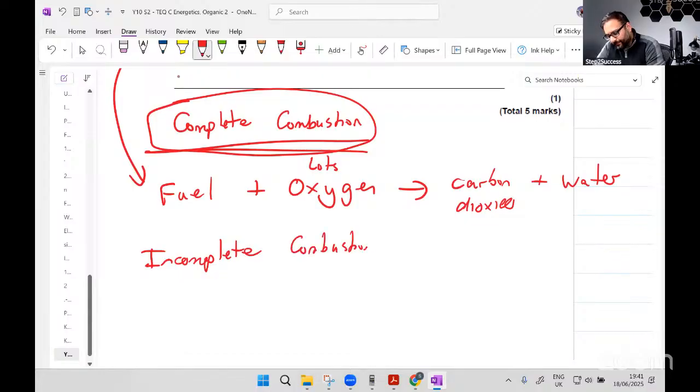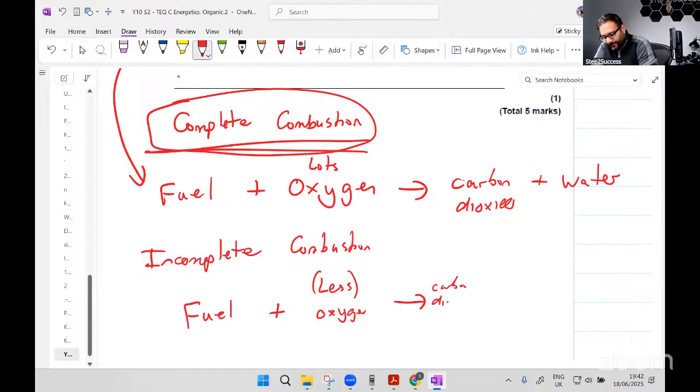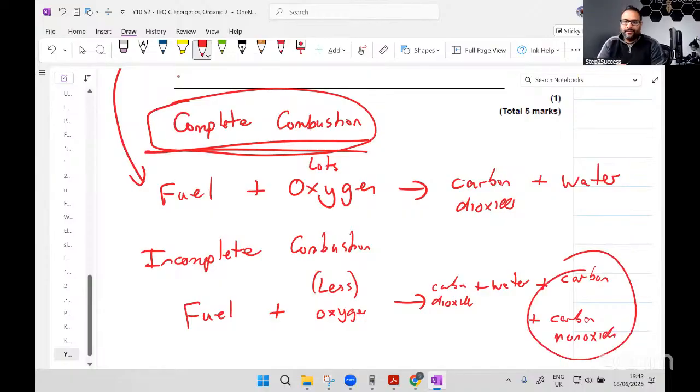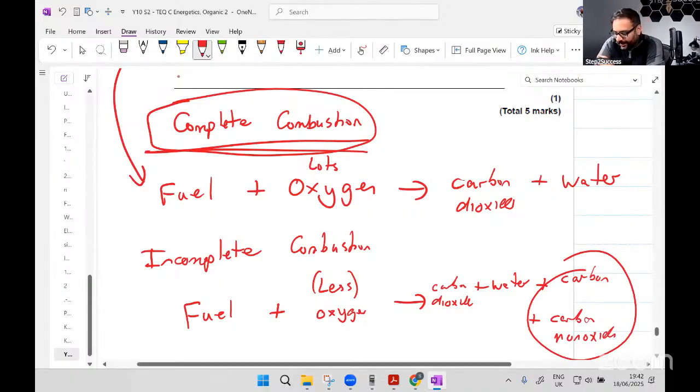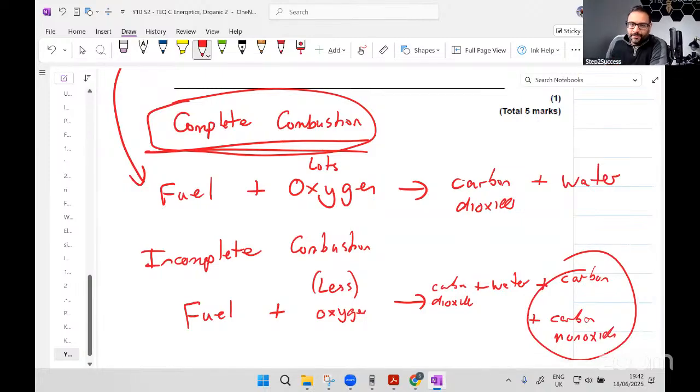But if we have not very much oxygen, so less oxygen, then we get something called incomplete combustion. So fuel plus less oxygen. We still get carbon dioxide and water when we burn something with a bit less oxygen, but we get two more things, sadly. We get some carbon and some carbon monoxide. These two things are worse for the environment. Carbon monoxide is a poisonous gas. Carbon causes particulates to go into the air. It's called global dimming when that happens. And that's what happens when we do incomplete combustion.